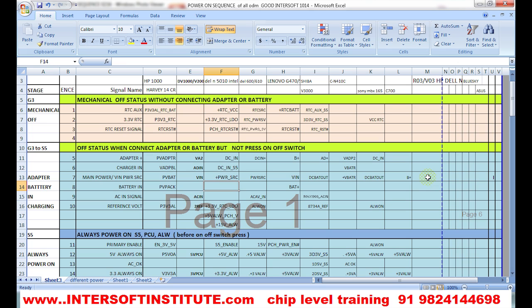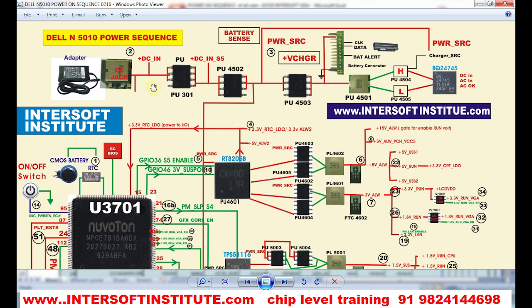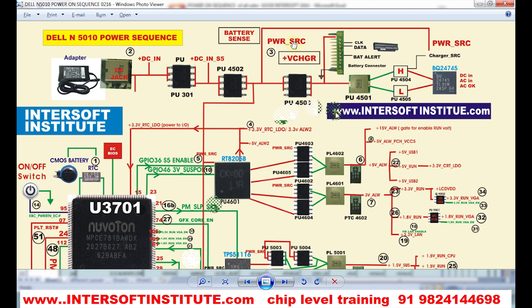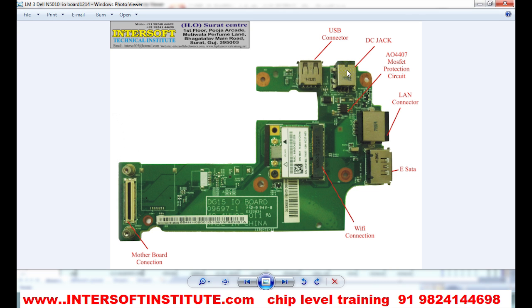Okay. So battery in is this and the AC in signal will be like this, AC voltage in like this. So it is mentioned here also. This is your DC in S5 and power SRC. We will see this here also. This is your DC jack. The first protection circuit is here.